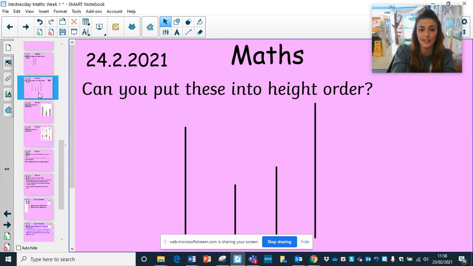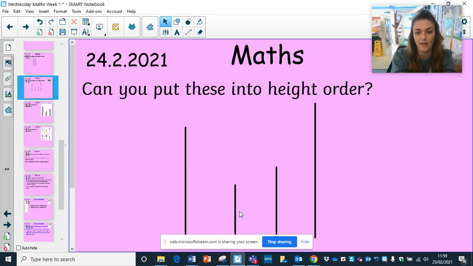Then move on to the next slide. Can you put these into height order? So there's a few more lines there, so we've got a few extra. Okay, and again, using the same method, make sure it's from the same point. And remember, we're measuring from bottom to top, so they go that way, okay? So can you put those in order?